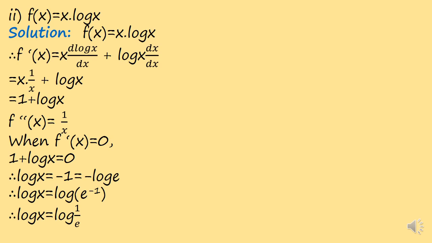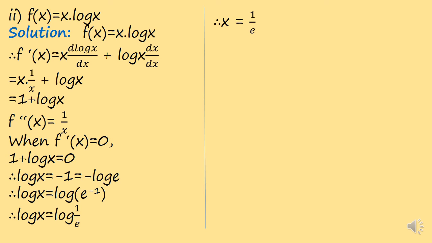Thus, log x is equal to log 1 upon e because e raised to minus 1 is nothing but 1 upon e. In the denominator, the power becomes positive. That is, the sign of the power changes, if you remember. Okay, so log x is equal to log 1 upon e. Removing the log from both the sides, we get x is equal to 1 upon e. Thus we find the value for x.